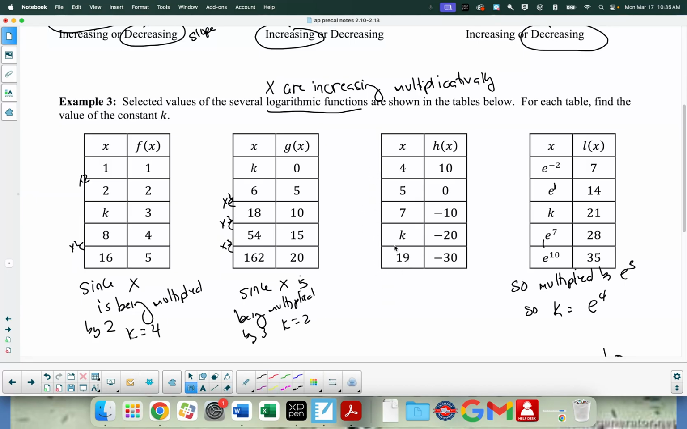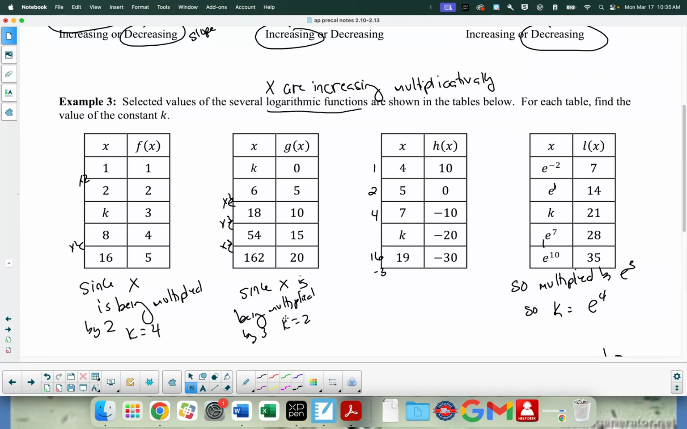If I subtract 2, that's going to be 17. That's definitely not going to work. So let's try subtracting 3. So 16, 4, 2. Oh, yeah, that definitely works. So now we can actually see that the pattern was multiplying by 2. But then we had to add 3.